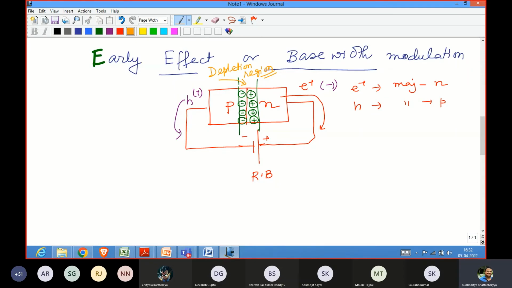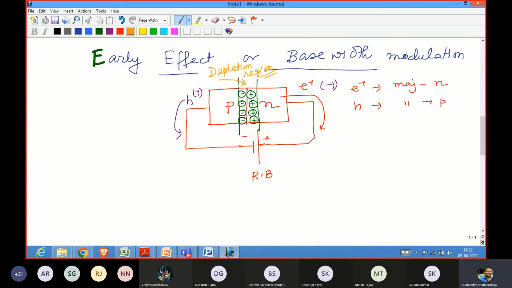It is only because the electrons and the holes have dispersed in two directions that the immobile charges got exposed. So these are the depletion region. So whenever there is a PN junction or an NP junction, whatever it is, if reverse bias is applied, definitely the depletion region will be generated.